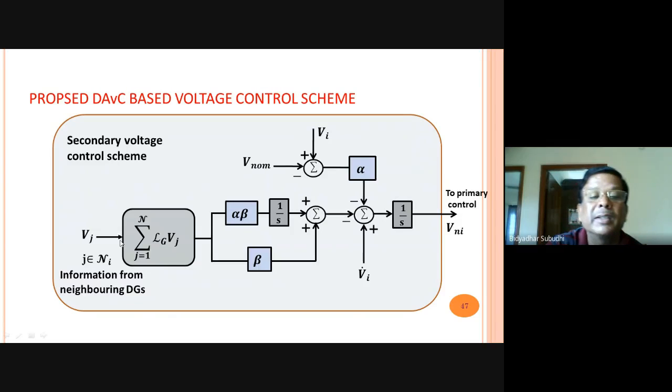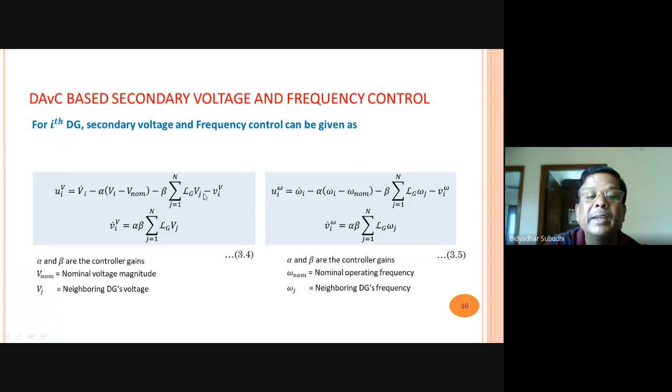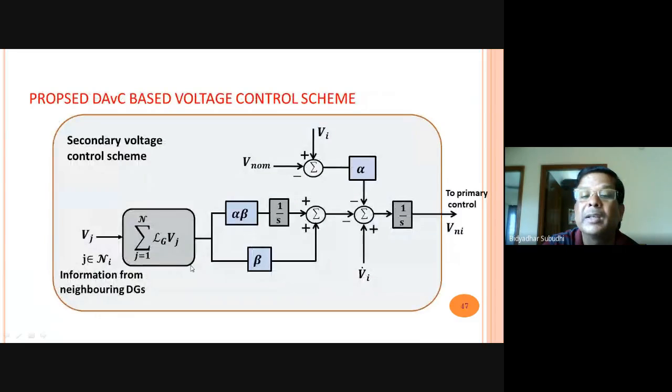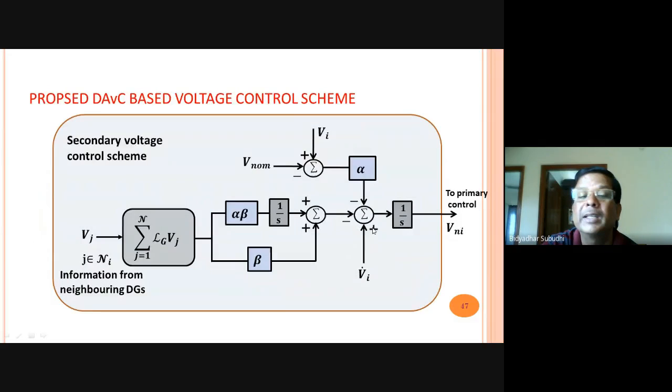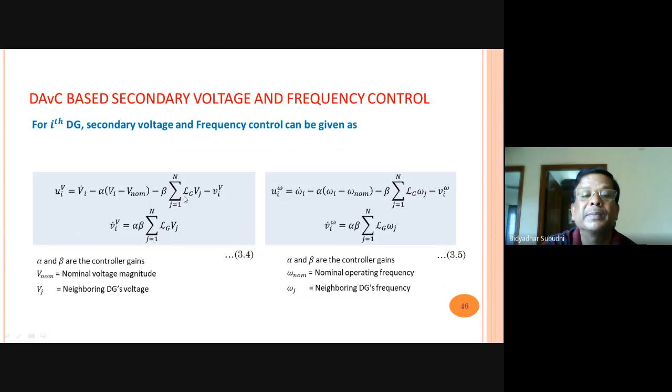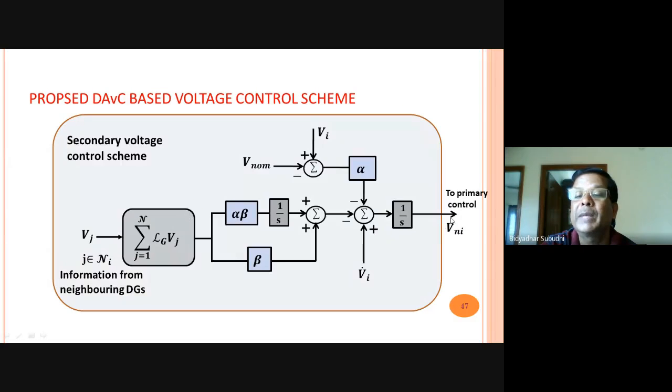So it is here, like we have your ui you want to get. So we have the vj into this component minus vi is here. So it is coming, and then this second term is here. Then alpha is multiplied here, and we have this vi. Then if you integrate it, you get your vni. So that information from the neighboring DG, that is vj, is taken care of here. So this then goes to the primary control.